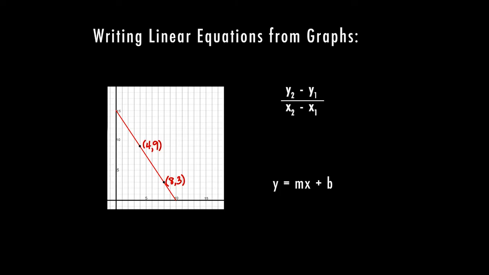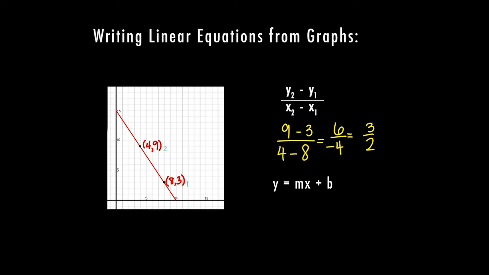In this case, it doesn't really matter which one you choose as your y1 and x1. But remember, you have to keep it the same. So I'm going to go ahead and make this ordered pair my y1, x1, and this one will be my y2, x2. So y2 is 9 minus y1 is 3 over x2 will be 4 minus 8. And then we just solve. 9 minus 3 is 6, and 4 minus 8 is a negative 4. Again, I can reduce 6 over 4, so that's going to be 3 over 2.